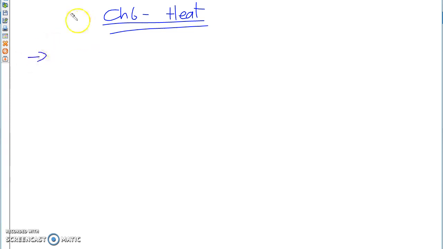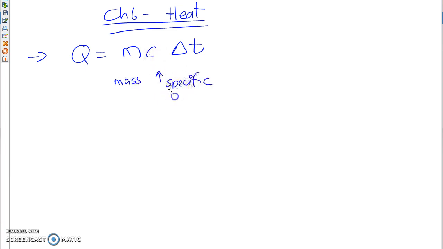So the first thing that we did in terms of calculating how much heat there is in an object, what do we decide? What's the formula for it? Q equals mc delta T. Of course, m was mass, c is your specific heat capacity, and T is your change in temperature.